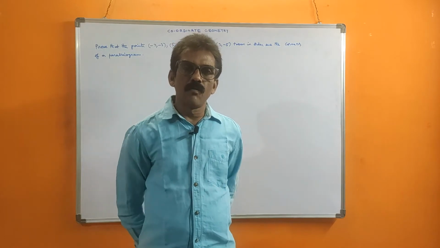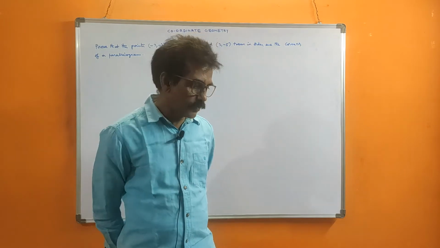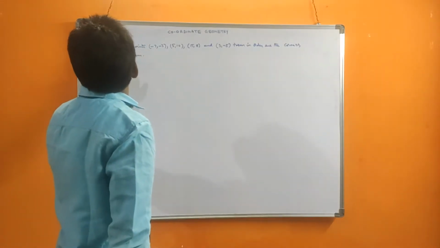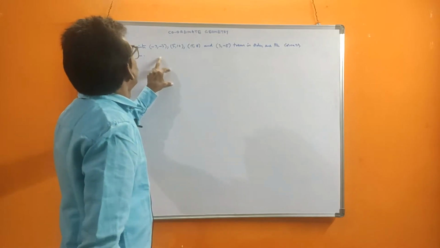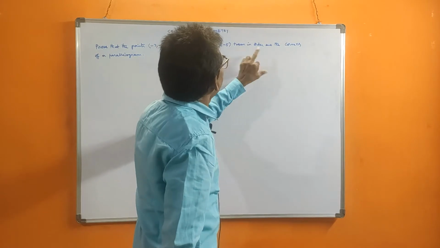In this video, I want to explain some more coordinate geometry numerical problems. The problem is: prove that the points (-7, -3), (5, 10), (15, 8) and (3, -5), taken in order, are the corners of a parallelogram.